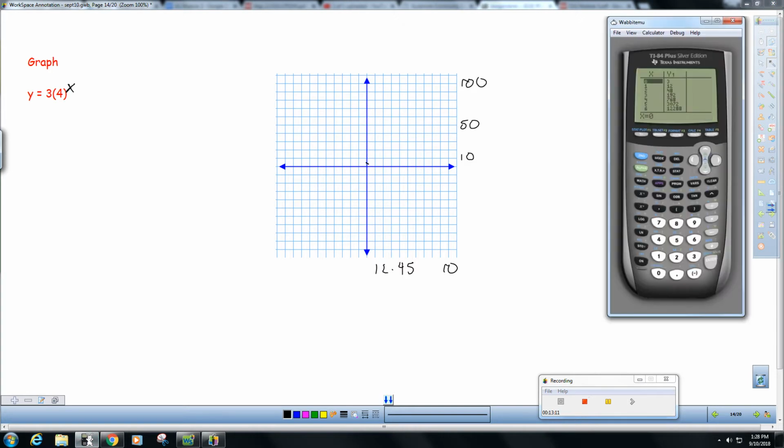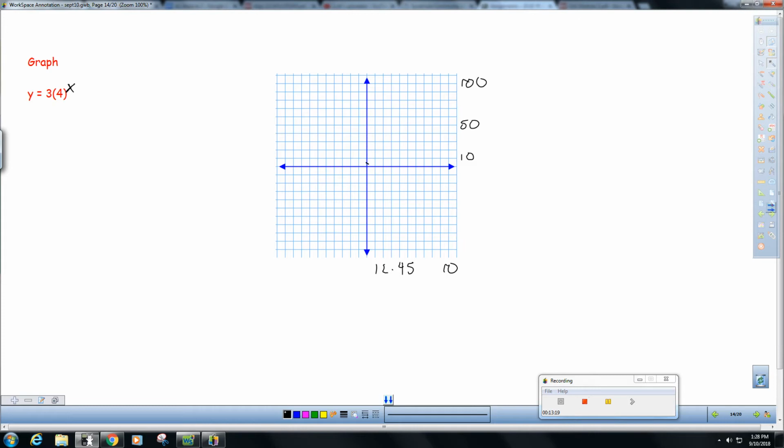I don't know if you guys can see this. I hope you can. Okay. 1 is 12. 2 is 48. So 1 is 12. And 2 is 48, just short of 50. Well, now I got an idea. It's going to go from here. It's going to get big fast. And that's the best I can do on this ViewSonic.